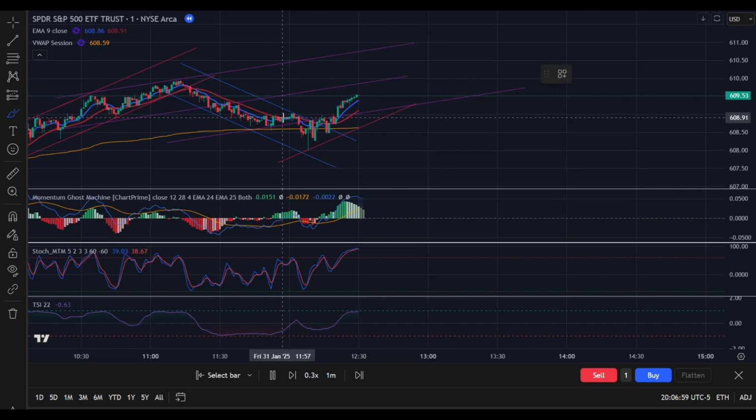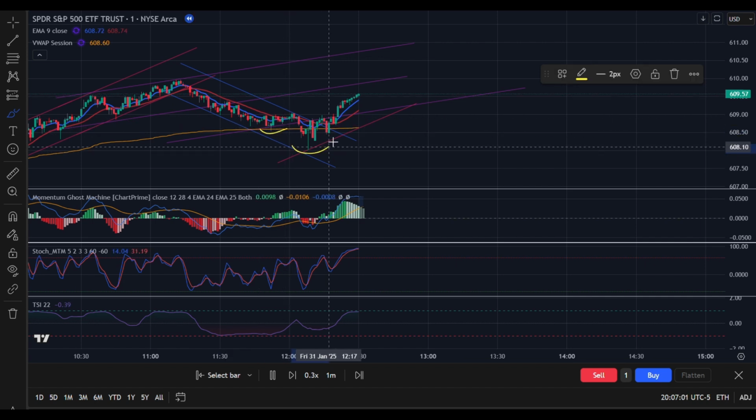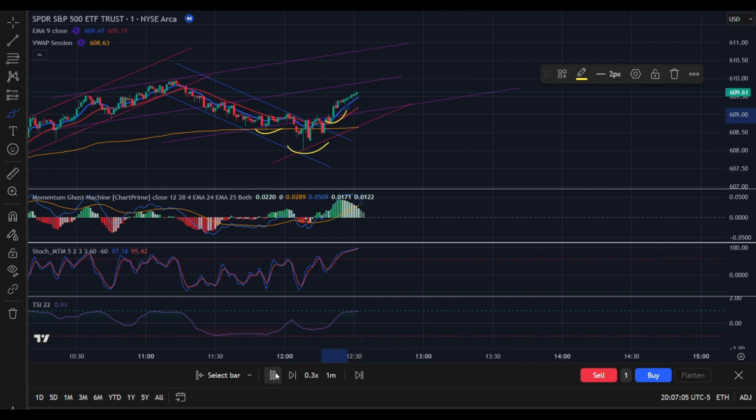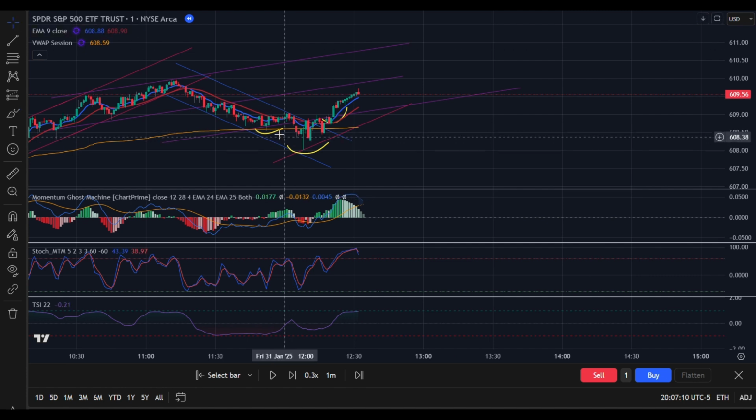Alright, so it looks like this played out. That played out right there. So now you're thinking, okay, well, now what? Here's what you're looking for. Let me just clean this chart up a bit for you.